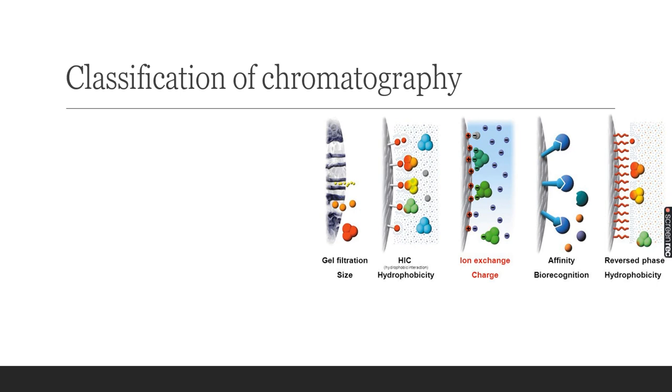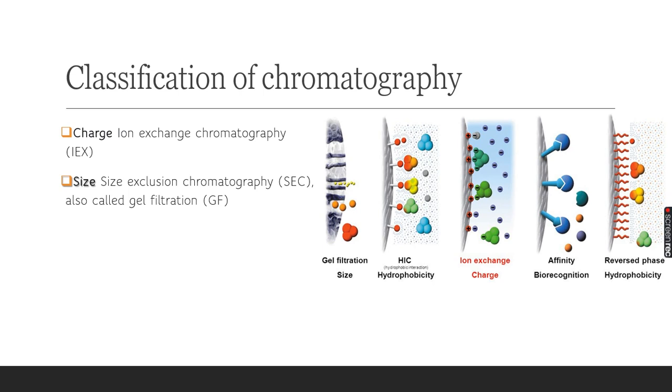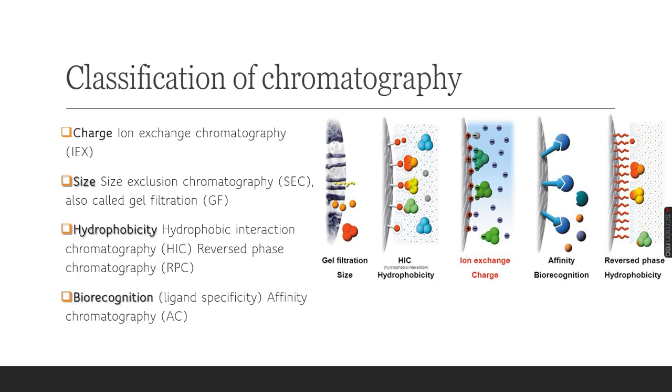Because of the charge interaction they will bind. And for biorecognition or affinity-based separation, like an antigen-antibody kind of reaction, which has much more specificity at the molecular level, they can interact, and that is known as affinity or biorecognition chromatography. So basically, charge, size, hydrophobicity and biorecognition are the four domains by which we can classify chromatographic processes.